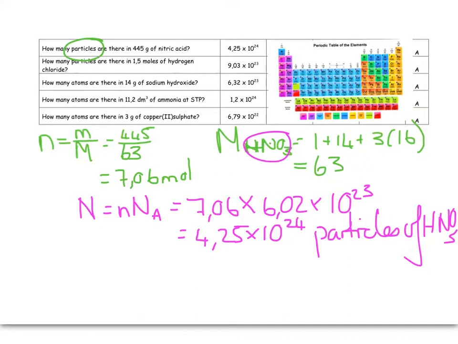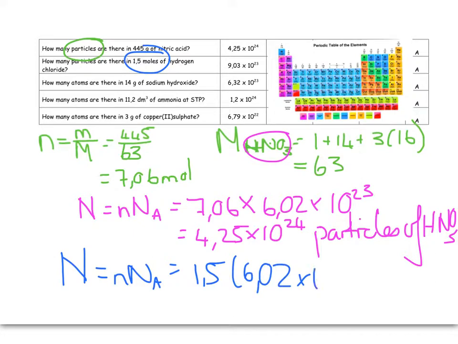How many particles are there in 1,5 moles of hydrogen chloride? Well, this could not be easier. You're just going to say number of particles is equal to number of moles times Avogadro's number. And I land up with number of moles being 1,5 because they already gave it to me, easy peasy. And it's 6,02 times 10 to the 23. And that turns out to be 9,03 times 10 to the 23. The next three are the ones that are slightly challenging.